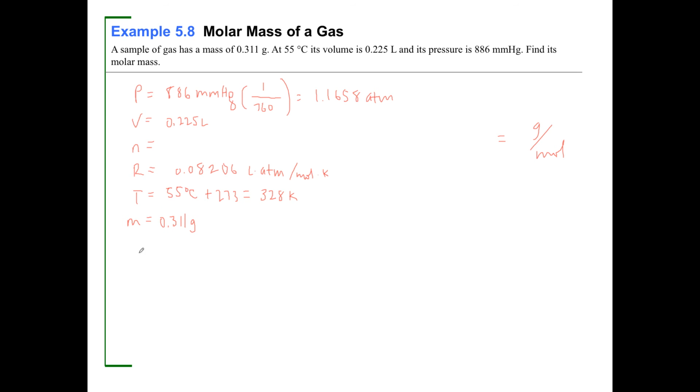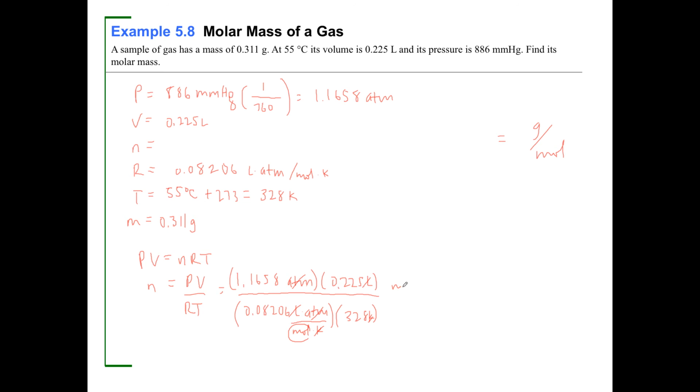So I'm just going to calculate moles here. PV is equal to nRT. I love it. n is equal to PV over RT, which is equal to 1.1658 atmospheres. Hopefully you're starting to look at these questions and say, wow, they all look the same. Times 0.225 liters, over 0.08206 liter atmospheres per mole Kelvin, and 328 Kelvins. Kelvins cross off, atmospheres cross off, liters cross off, and I've got a denominator in my denominator, so I'm going to take it up to the numerator. I knew I was going to have that because it was moles anyway, right?